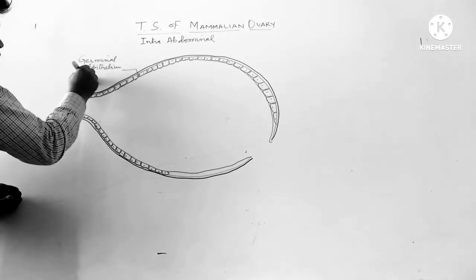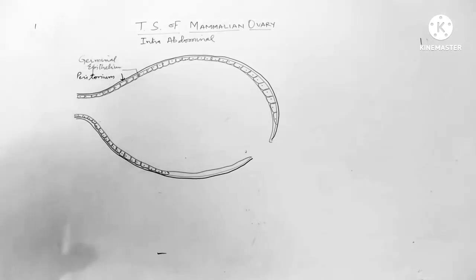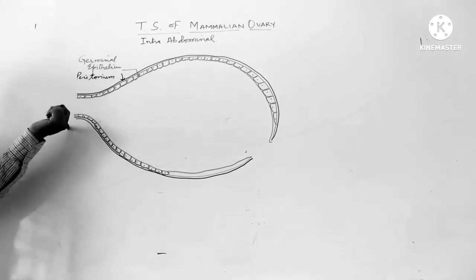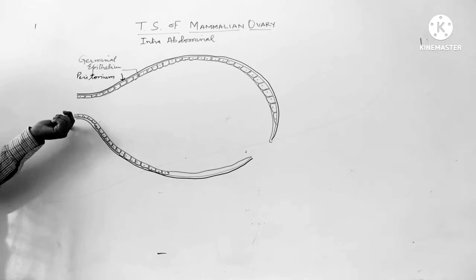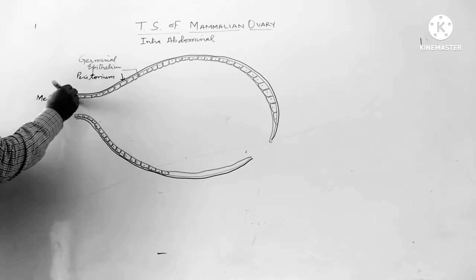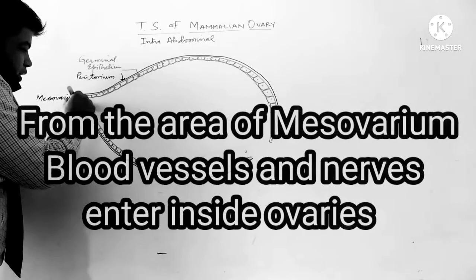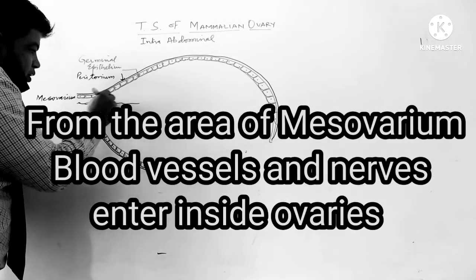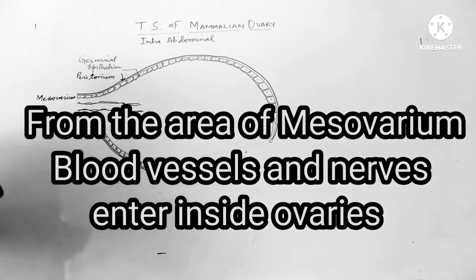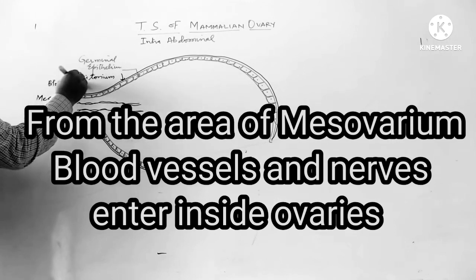This is peritoneum. And this is the attachment of ovary, and this is known as mesovarium. From this mesovarium area, the blood vessels and nerves enter the ovary. These are the blood vessels.